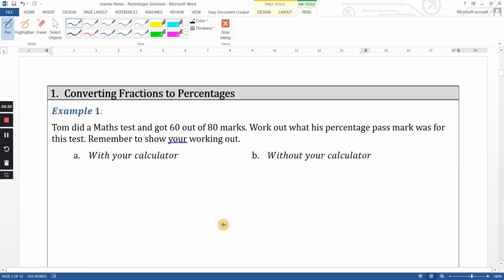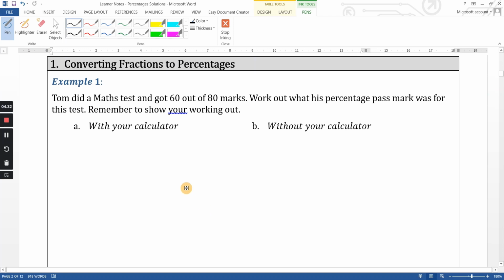Let's do the first example though. So converting fractions to percentages. This is a very simplified example, and we're going to do this with and without your calculator, because you're going to use different methods for both. I'm going to show you 2 different ways which will help you save time in the exam. So you're not going to use the same method for all of them all the time. You'll soon realize yourself that certain methods do work quicker than others, and can save you a lot of time.